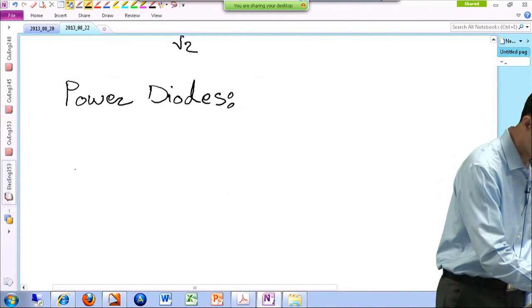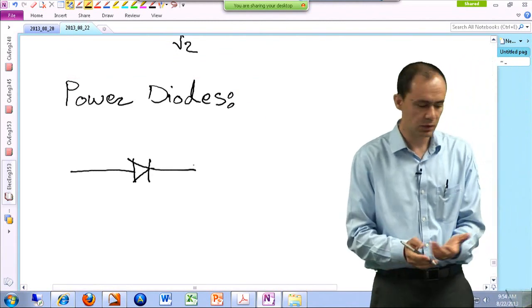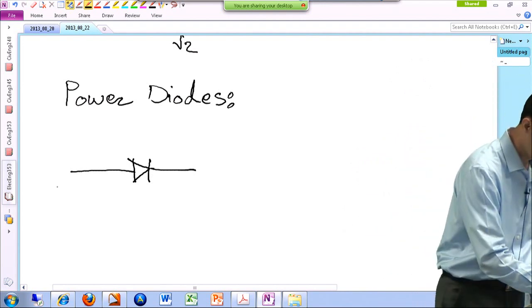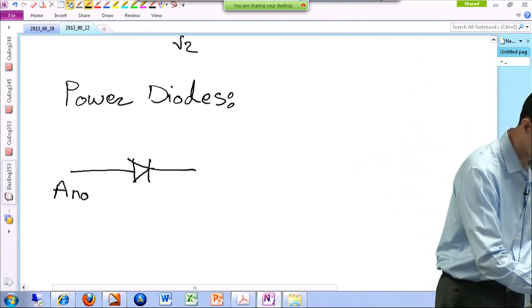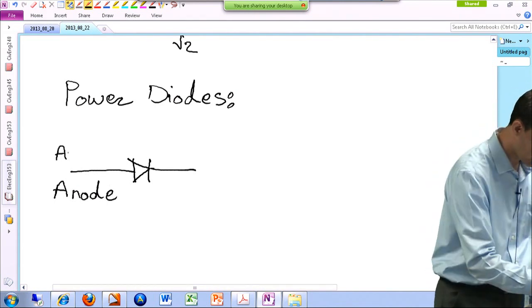Remember the original symbol that we used for a diode. So this is the symbol. You all have seen this before. This is my anode, or A, and this is the cathode, or K.